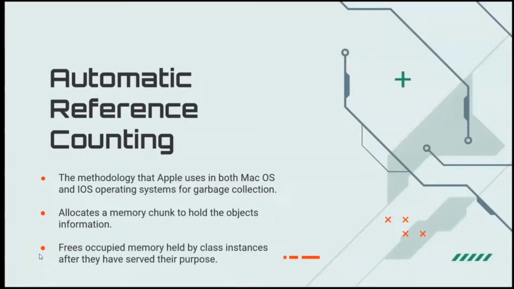Okay, so we'll now look at a technical overview of how Mac OS handles the garbage collection side of memory management. The methodology that Apple uses in both Mac OS and iOS operating systems is known as automatic reference counting. When an object is created by the OS, automatic reference counting allocates a portion of the memory to hold the object's information. It also frees occupied memory held by object instances after they've served their purpose and must be disposed of to free up memory.